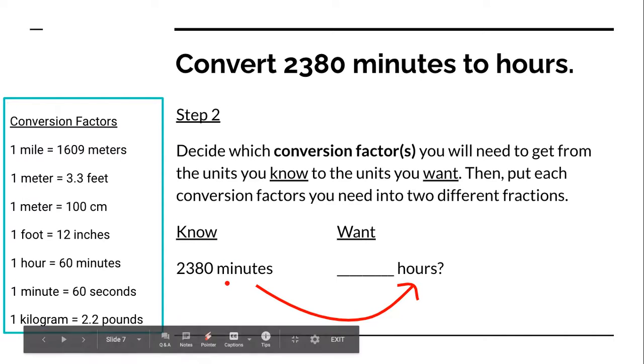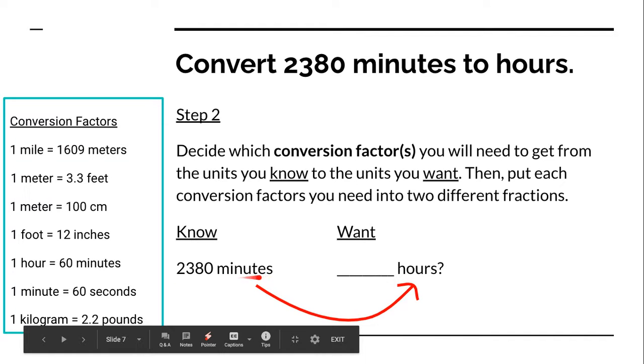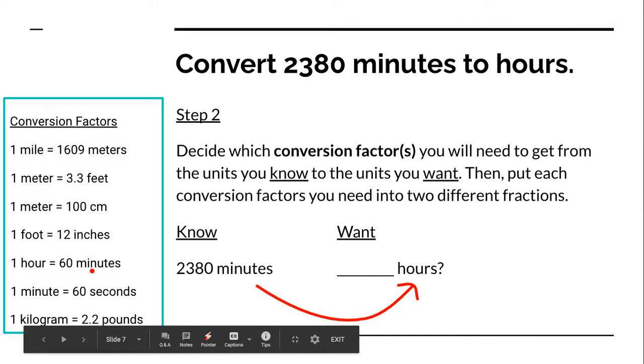So if we're trying to go from minutes all the way to hours, let's look down this list and see which one of these conversion factors has that combination of minutes and hours. So this is miles, meters, no. Meters, feet, meters, centimeters, no. Feet to inches, no. Hours to minutes, or same thing, minutes to hours. So this is the one that we're looking for here, all right?